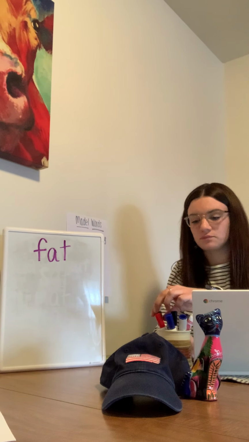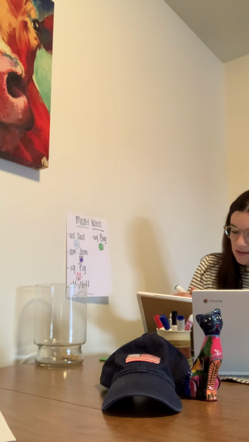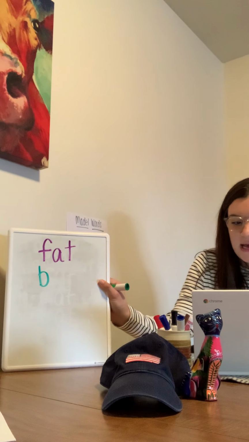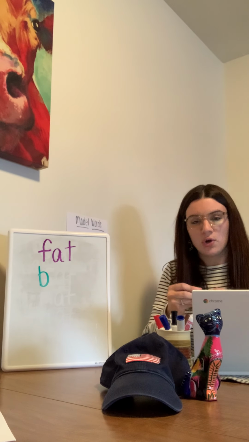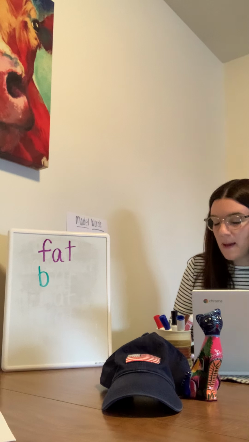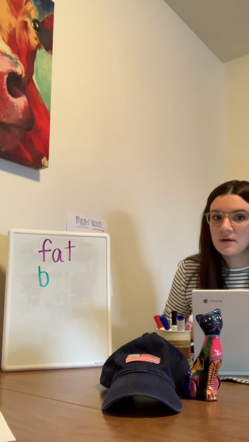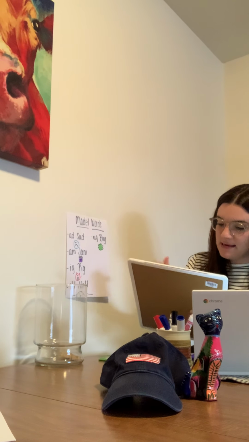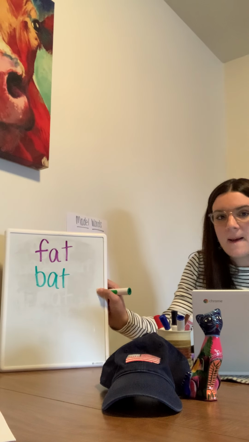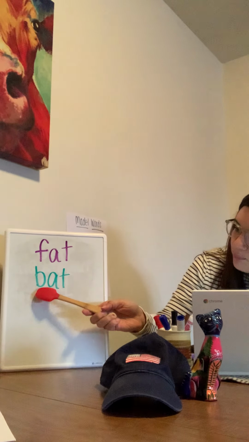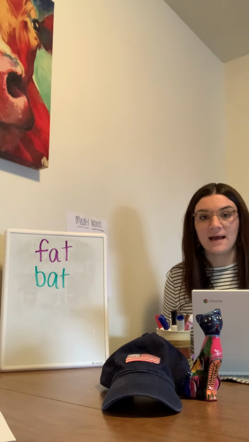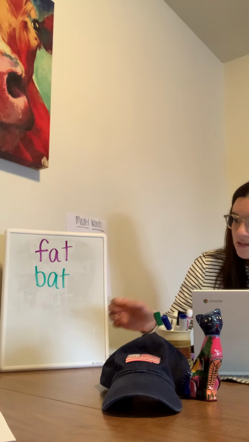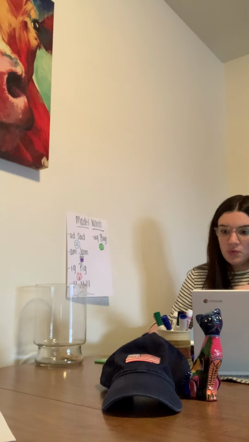Let's try another. Here's an onset, which is the letter B. What rhyme should be added to this B to create the word bat? Bat. Wonderful job. Yes, we would add the letters A and T to create the word bat. B-at. Bat. Awesome job. Okay, so let's very quickly review our new words.